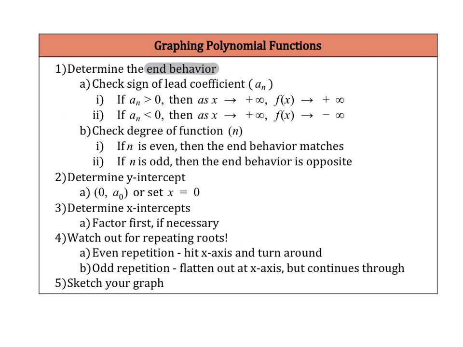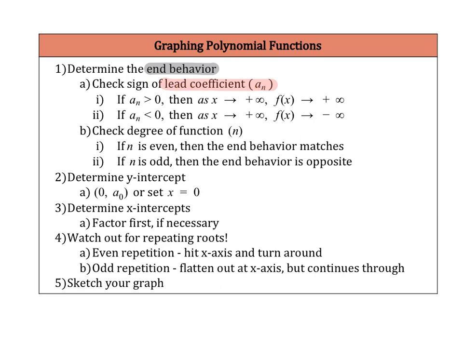First, we have to look at the lead coefficient to see if it's positive or negative. If our lead coefficient is positive, then as x approaches positive infinity, f of x approaches positive infinity. This just means that moving to the right, our graph is going up. If our lead coefficient is negative, that means that moving to the right, our graph is going down. So we always start by saying what's happening as x approaches positive infinity. And again, all we have to look at is the sign of our lead coefficient.